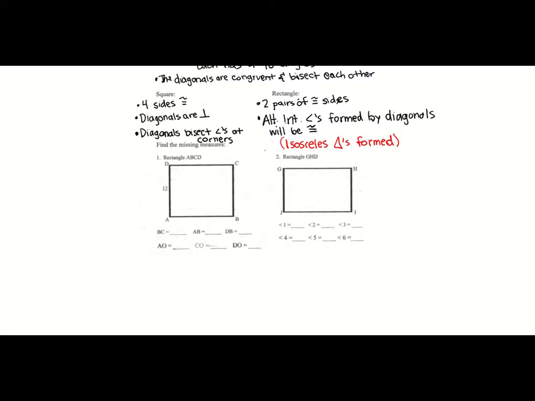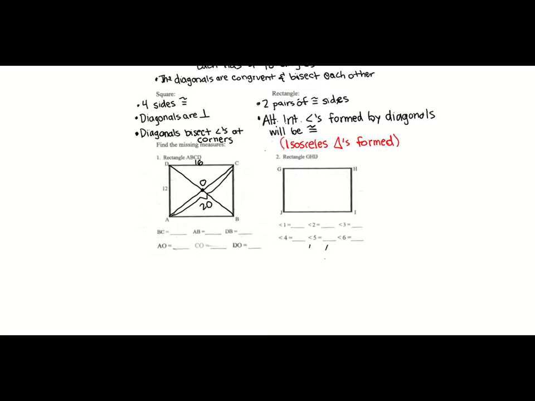So now we have a few examples. The first one says find the missing measures in rectangle ABCD, and we are given that this side is 12, and our other given information on this rectangle is that this one is 16. And our diagonals, let's draw those in. Our whole diagonal here is 20. This is O. And we need to find the rest of our missing information.